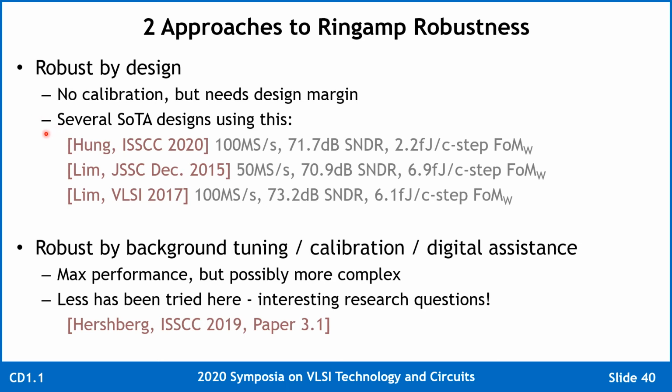Still, there are many state-of-the-art designs that have been published using this approach for ring amp-based ADCs, achieving really fantastic figures of merit. But the speed tends to be a little bit more limited, and this is possibly because of the design margin required. If we really want to push performance, then we can consider the other option, which is robust by background tuning, calibration, or digital assistance. This lets us run the ring amps right at the edge, but it possibly means more complexity in terms of a background control loop. It's also interesting from a research perspective because less has been tried here.